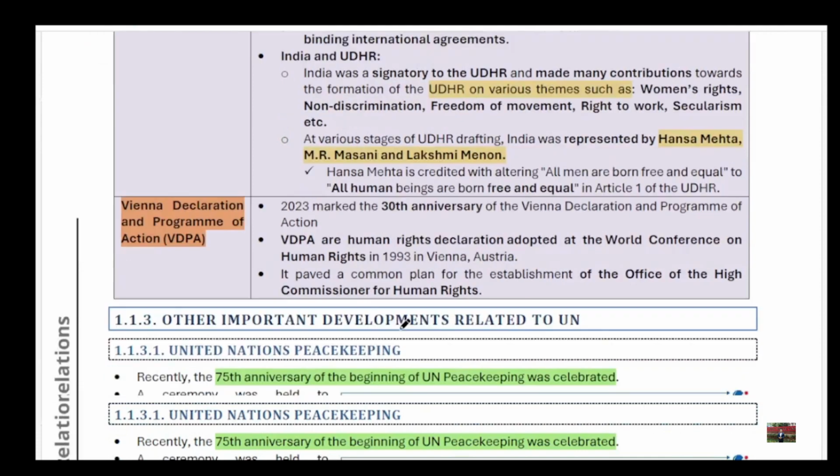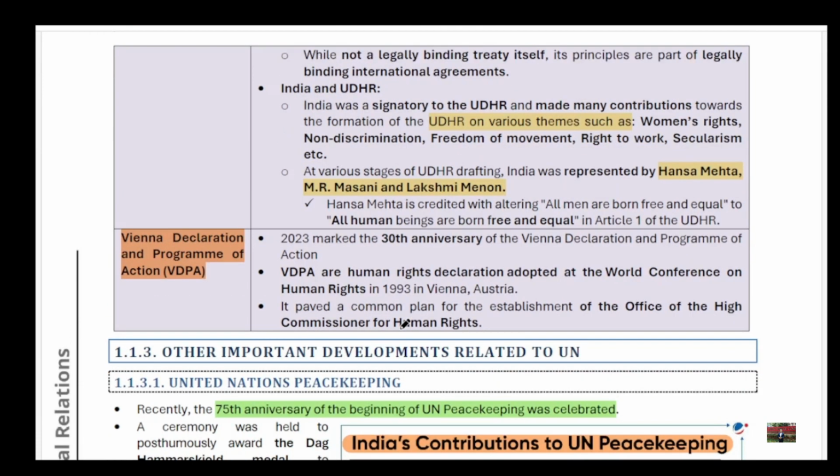The second important fact given here: India and Universal Declaration of Human Rights. So India was a signatory to Universal Declaration of Human Rights and made many contributions towards the formation of UDHR, right? So when UDHR was getting formulated, India played a contributory role in the formulation of UDHR, right?